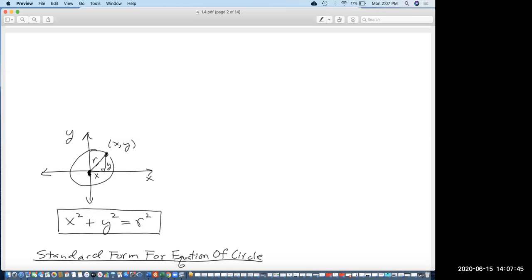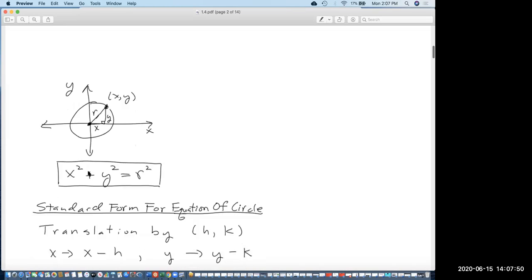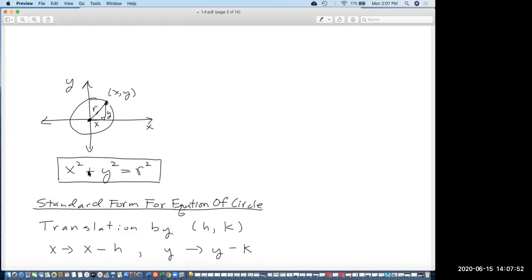The standard form for the equation of a circle is, well, I can just figure that out by translating to the point (h, k). And so if I translate to the point (h, k), then I replace x by x minus h and y by y minus k.